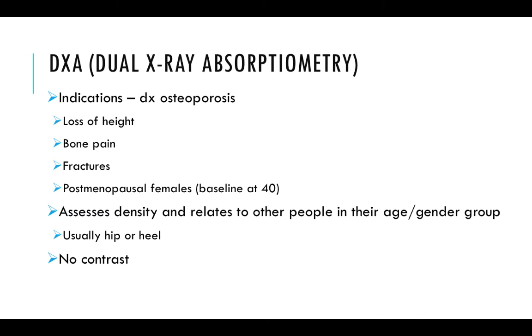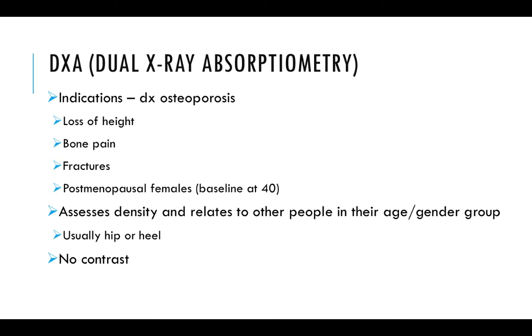They just say that women should get screened at the age of 40 for a baseline, and then women over the age of 65 should be scanned, or women under the age of 65 who have increased risk for fractures. And I think the risk profile, from what I can read and find out, for increased risk for fractures includes loss of height, bone pain, other fractures, and being postmenopausal. So it's very vague, and the recommendations are very, very vague.